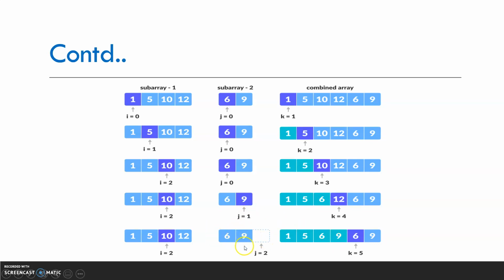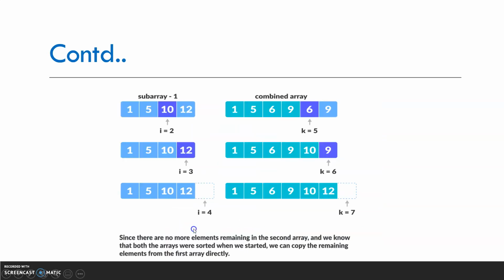Now in the subarray, this one, suppose M, we have already traversed all the elements, and here we haven't finished yet, the 2 elements remaining, 10 and 12. So now, since there are no more elements remaining in the second array, and we know that both the arrays were sorted when we started, so we can copy remaining elements from the first array directly. That means we can just place this 10 and 12 into the main combined array.